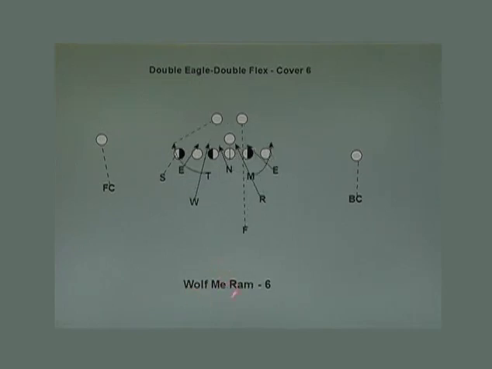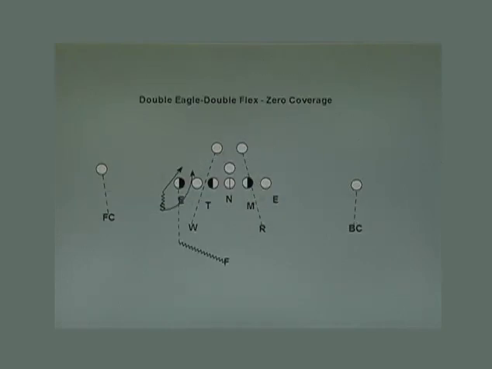This is Wolf Me Ram. Okay, we're blitzing the whip linebacker, and Ted is covering the halfback or the ace back if it's an ace back formation. And we're coming in here with a ram call here and a me call with a twist over here. See, it gives us a lot of diversity here as far as being able to put pressure on this quarterback.